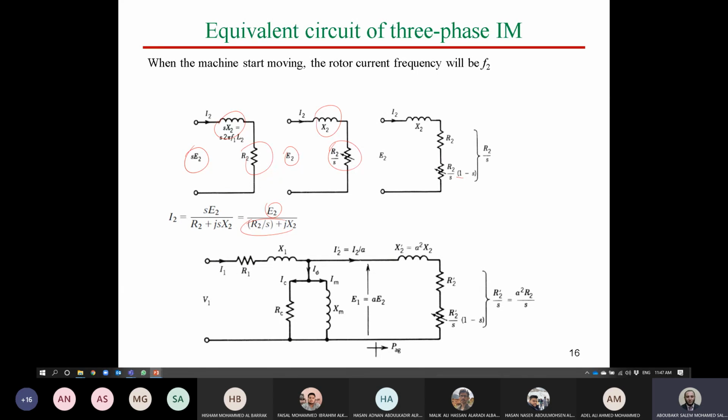For that, the equivalent circuit, as we can see here, is R1, X1, RC, XM, X2 prime, R2 prime, and R2 prime over S multiplied by 1 minus S. So this is the exact equivalent circuit of the induction motor. For simplicity, we are going to make some assumptions in this circuit to be easily analyzed.